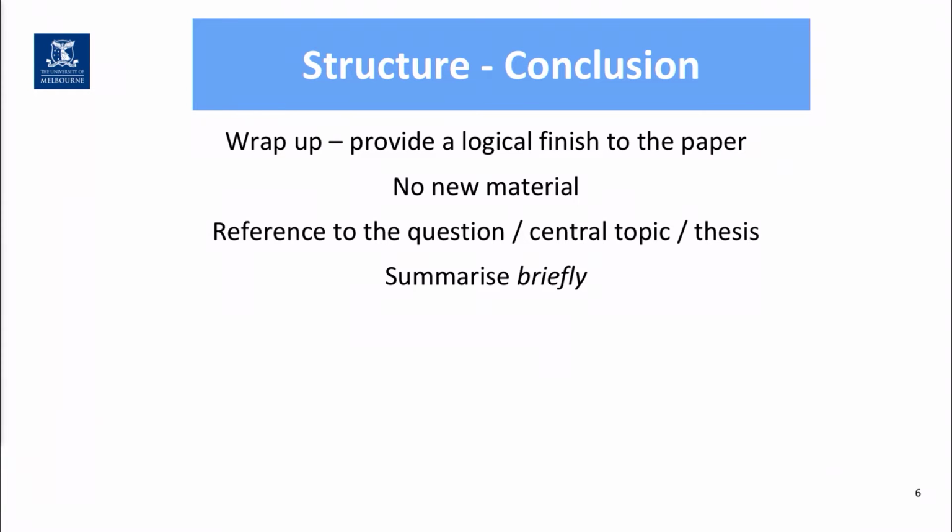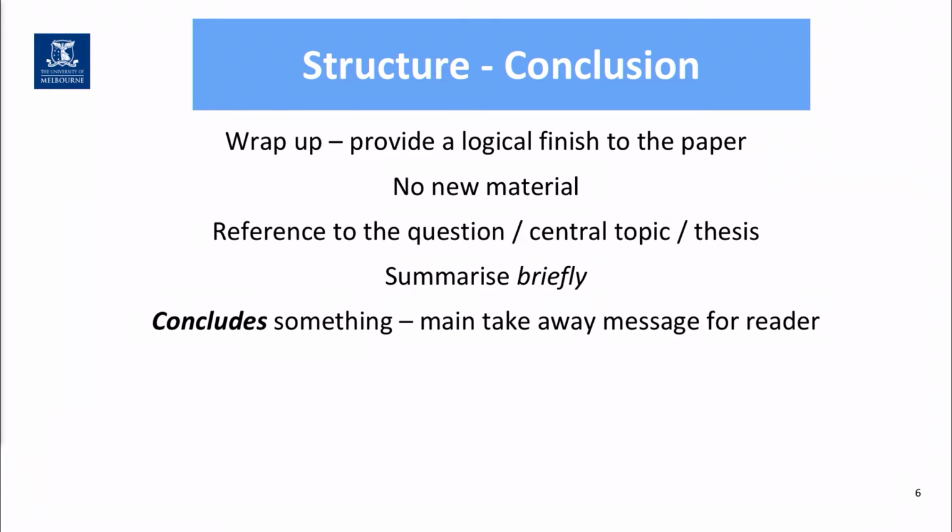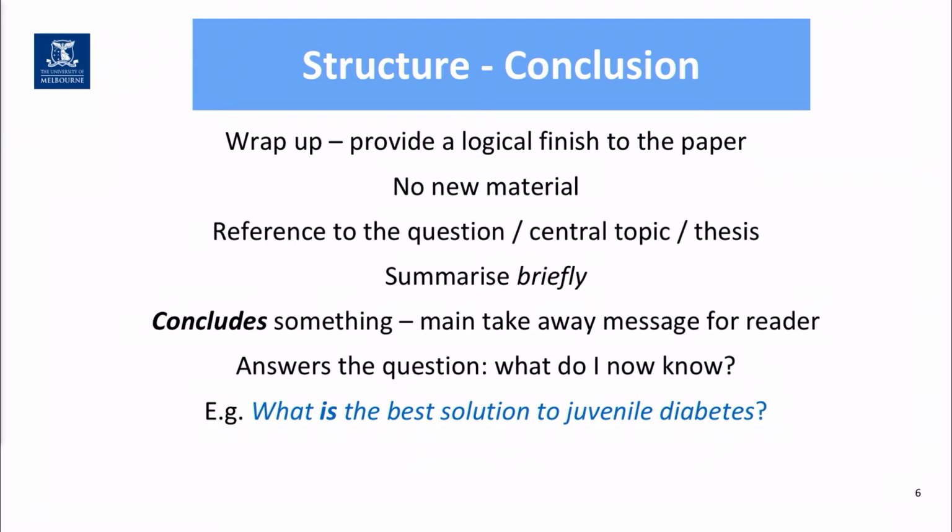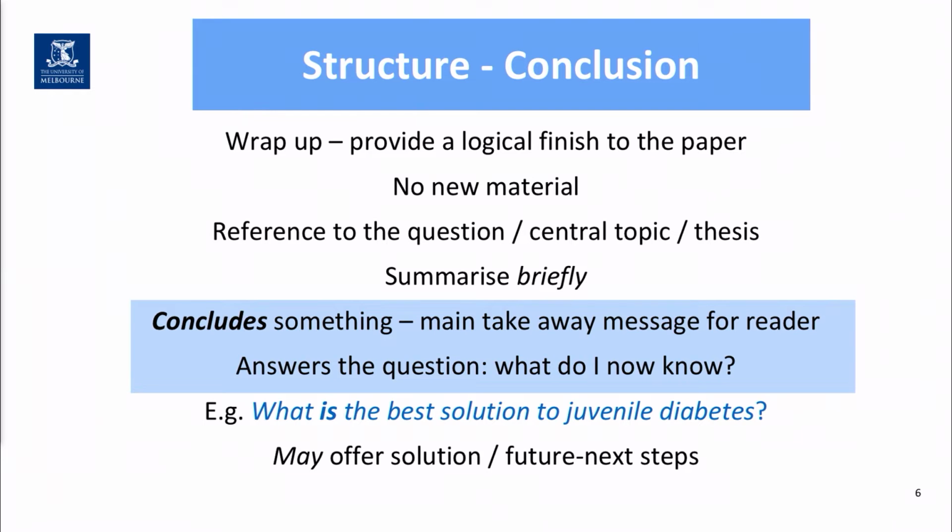This is a classic mistake a lot of writers make, where they think the conclusion equals a summary. It doesn't. You actually need to provide some type of conclusion where the reader takes away the main message. It essentially answers the question, what do I now know that I didn't know before? So, for example, what is the best solution to juvenile diabetes? It may offer a solution, it may offer future or next steps. The crucial thing for me in the conclusion is that it actually concludes something and answers that question, what do I now know?